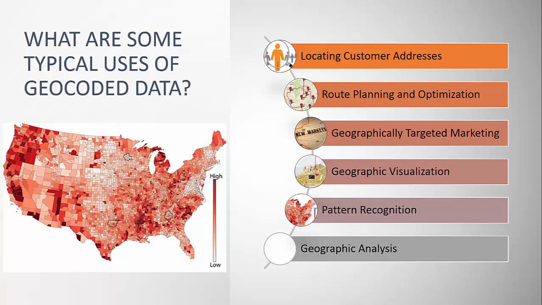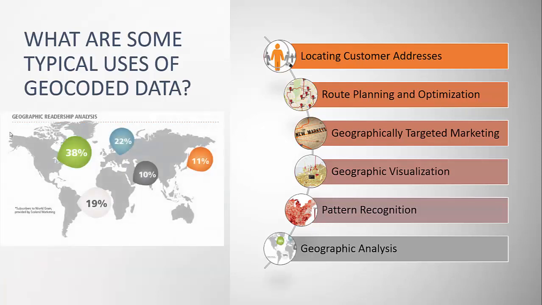Once you've mapped your data, you can use it to find patterns on the map. This may include finding or identifying geographic clusters. Geographic analysis may include measuring the impact of a local amenity on housing prices based on the distance the house is from that particular amenity. It could also include a map that depicts the geographic readership of a particular newspaper.